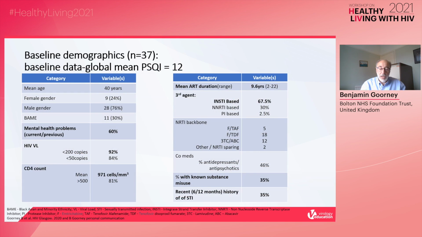I'll just walk you through the baseline characteristics of the study cohort. So the first thing to point out is that the overall mean PSQI was 12, indicating a moderately severe sleep disturbance.